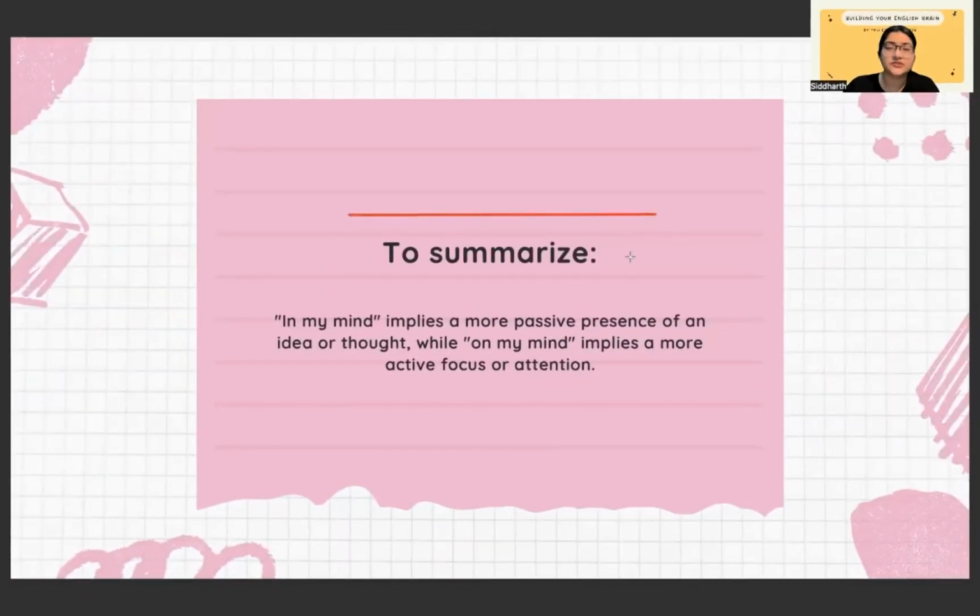So, to summarize, you can simply say that "in my mind" is like a passive presence of an idea or thought. For example, "I have this in my mind regarding the new house that I'm building." But "on my mind" simply means active focus or attention, which might cause anxiety at times because you're thinking about it a lot. So, this is the difference between "in mind" and "on my mind." I hope this difference is clear to you now and you're not going to make any mistake while using it.